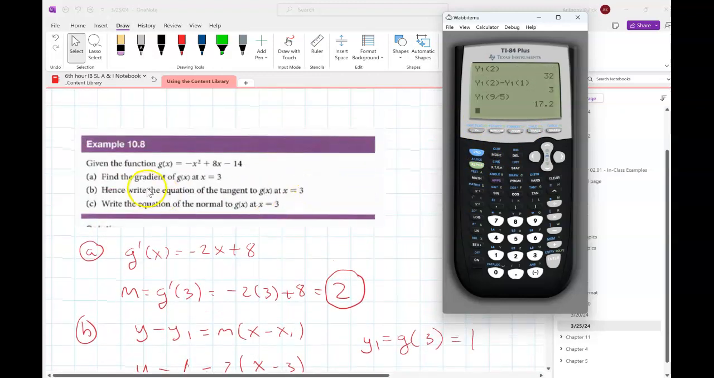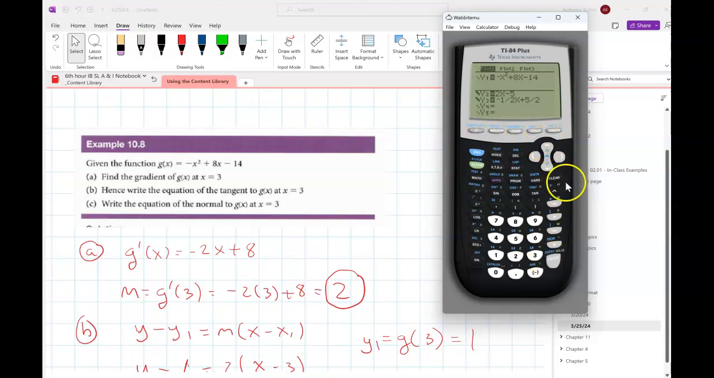So notice here it would ask to find the gradient of g of x when x is equal to 3. The calculator can do that for me. I don't actually have to take the derivative by hand. If you have your calculator with you, I invite you to take it out and follow along. This is pretty cool and helpful. Let's begin by typing in our g of x into y1.